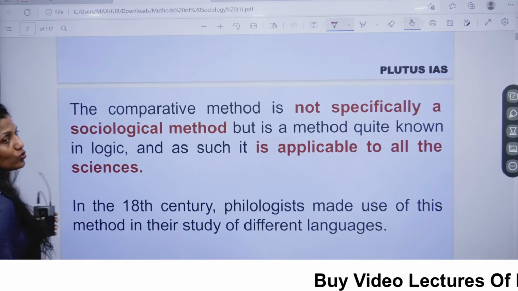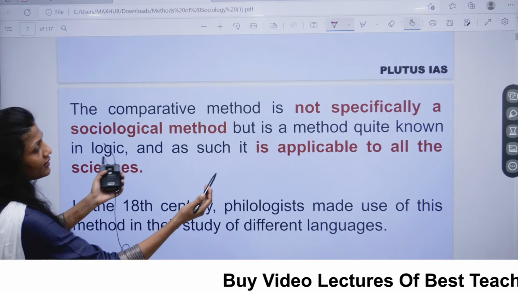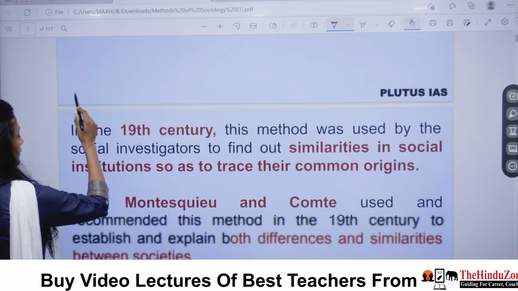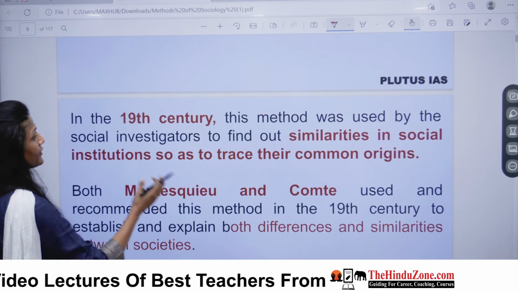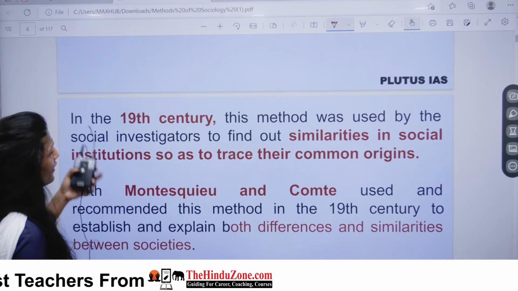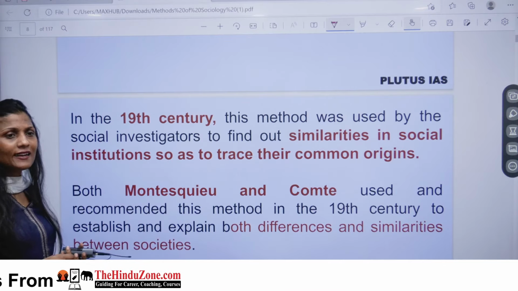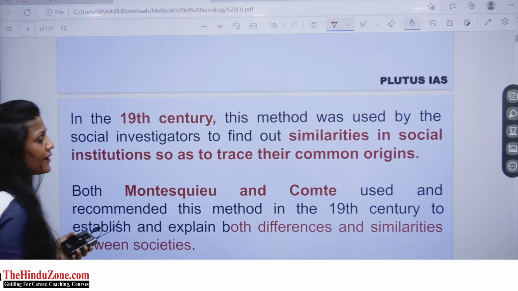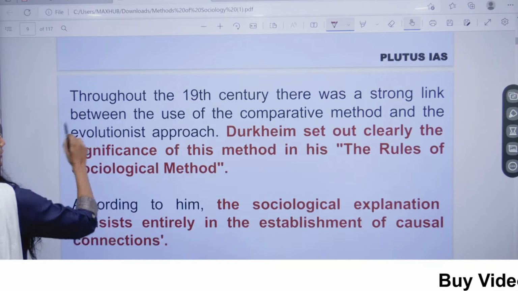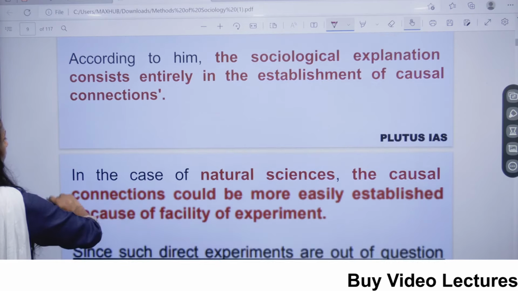Not only in sociology, it is applicable to all the sciences. Montesquieu and Comte and many other thinkers used comparative methods to understand different social institutions. All of you will read all that. Durkheim is one such great example.